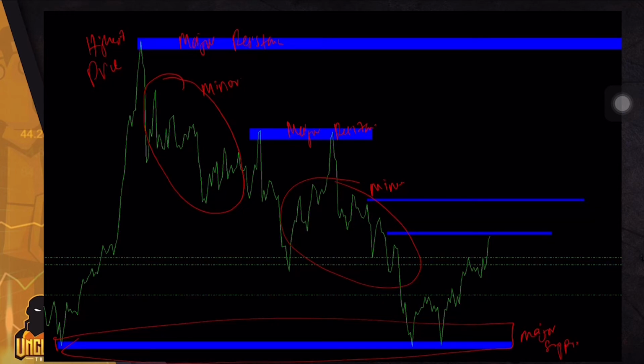Both of these are important and we will learn how to entry next week. So this is for you guys to understand first and do some markings and review this video many times so you guys can understand how to mark.